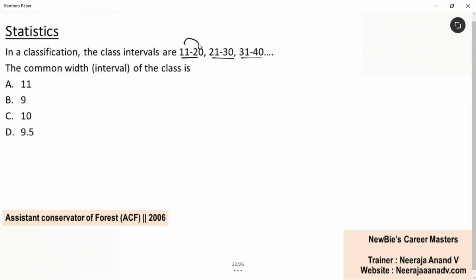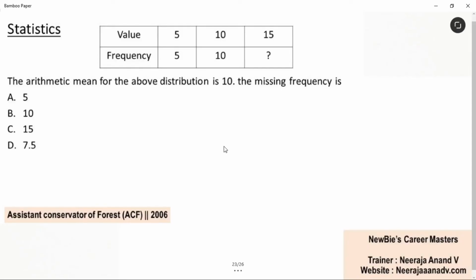What is the answer, everyone? 11, 12, 13, 14, 15, 16, 17, 18, 19, 20. How many numbers are there? 10 numbers are there, no? That is the answer for this question. Am I clear? Newbies, next question from statistics.